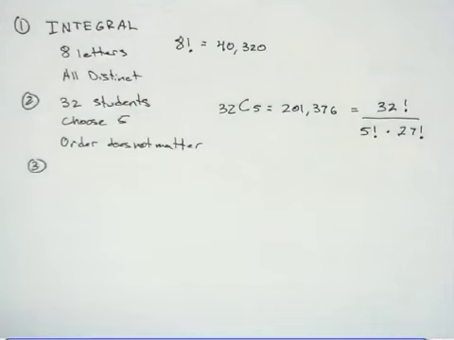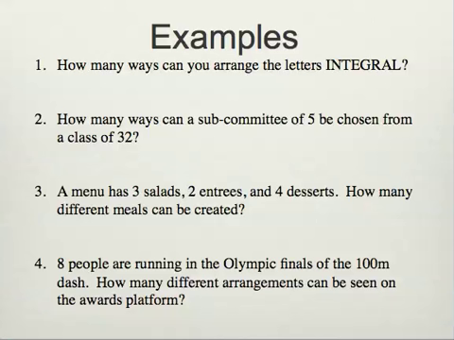Moving on to number 3. If we look at number 3, it says a menu has 3 salads, 2 entrees, and 4 desserts. How many different meals can be created? We're going to assume that you only choose 1 salad, 1 entree, and 1 dessert. Some restaurants kind of do this for lunch menus, stuff like that.